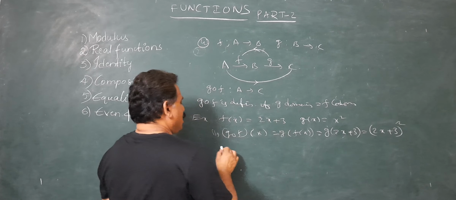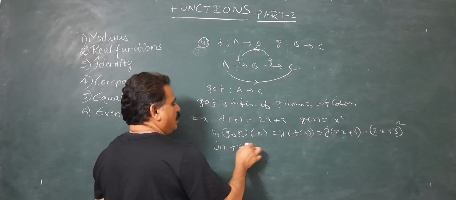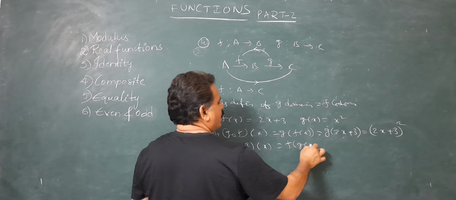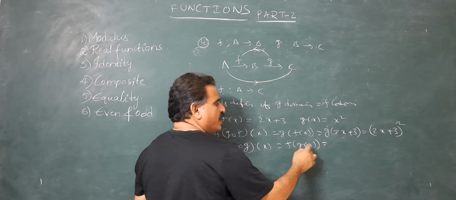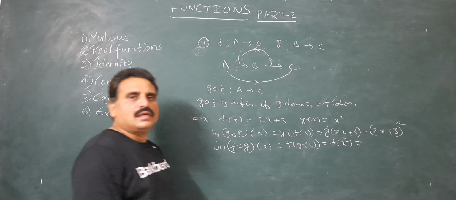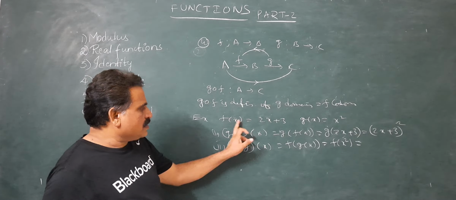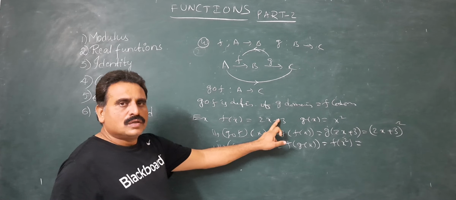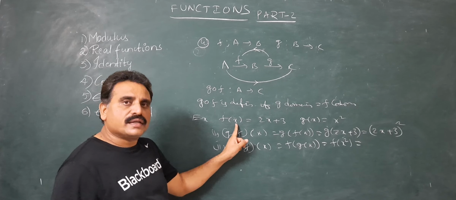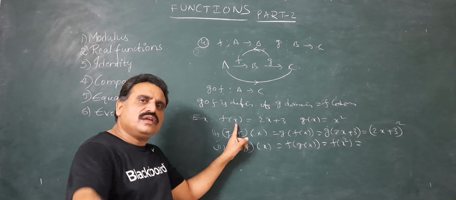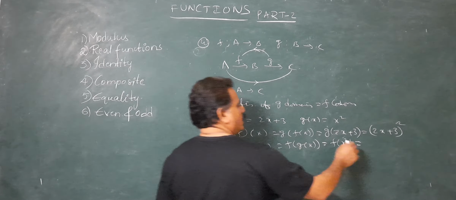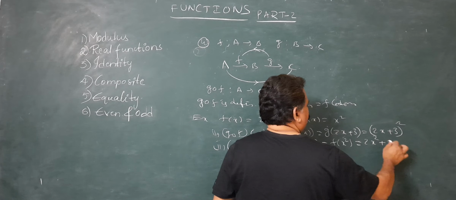Now, f circle g second. F circle g of x is equal to f of g of x. G of x is defined as x square, so f of x square. F of x is 2x plus 3, so we just have to write down x square in place of x in f of x. So f of x square equals 2x square plus 3.